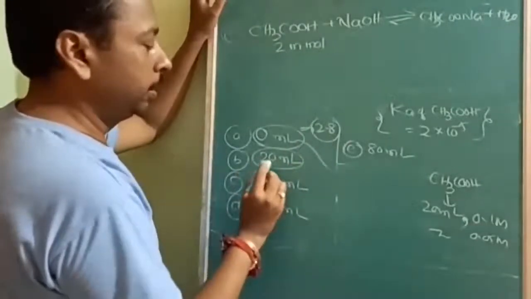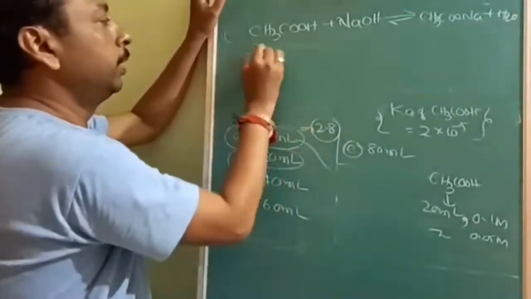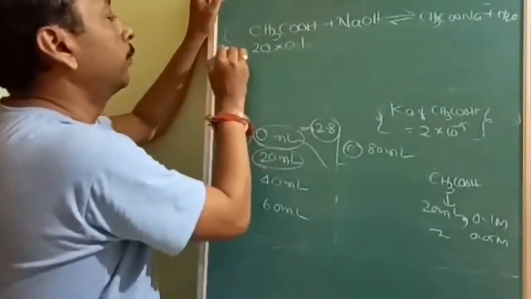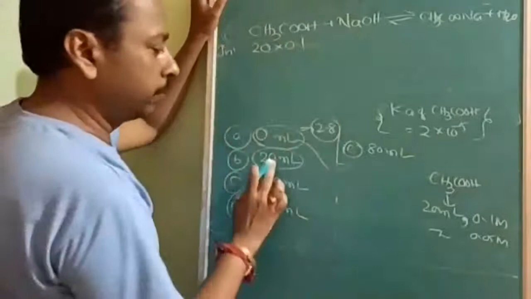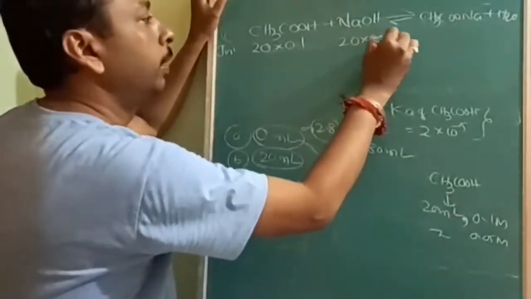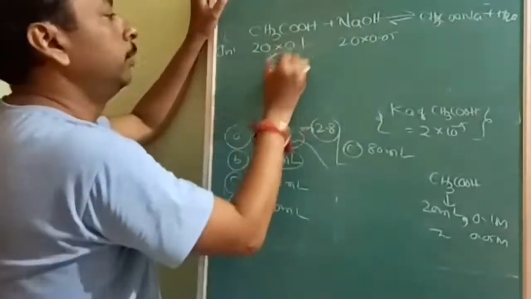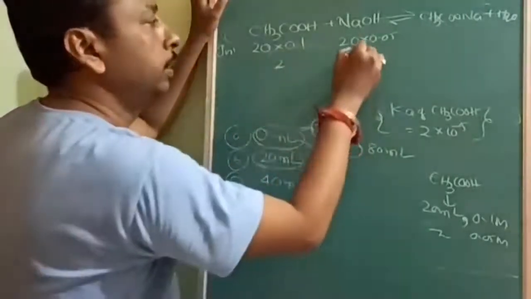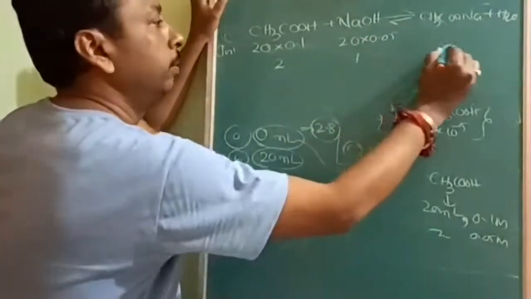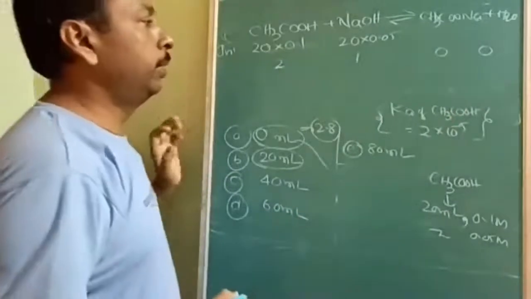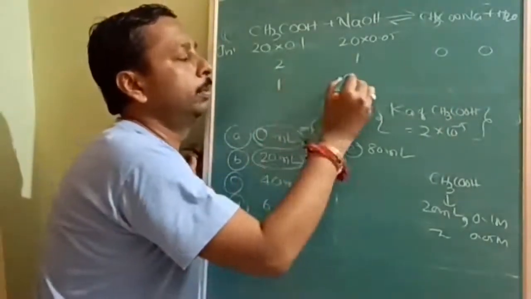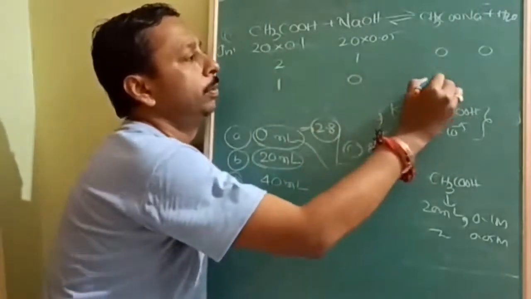Now, how we got this, is it understood? 20 is the volume, 0.1 is the initial molarity. And NaOH is 20 into 0.05. So this will be how much? I think 1. Is it 1 or not? Now at this time the products will be 0, 0. Now tell me what will happen after some time. This will be 1, this will be 0, this will be 1.